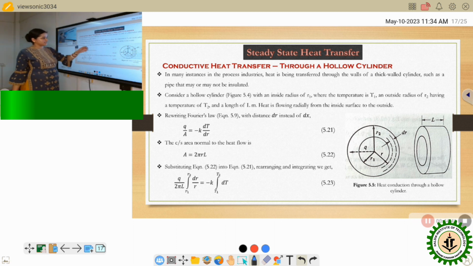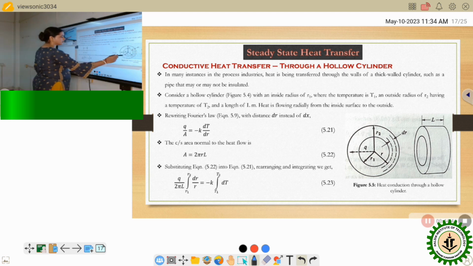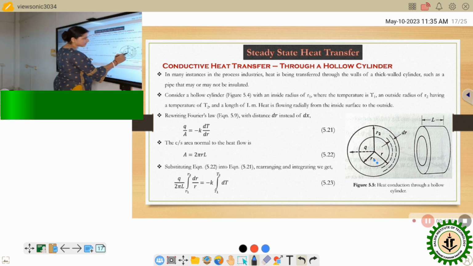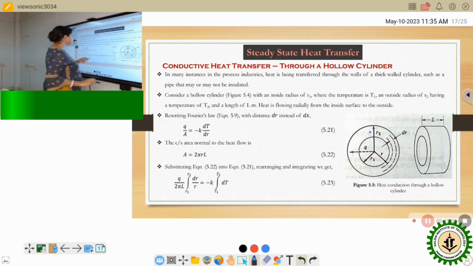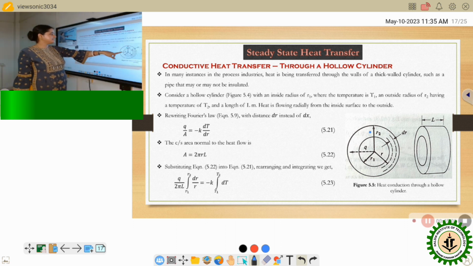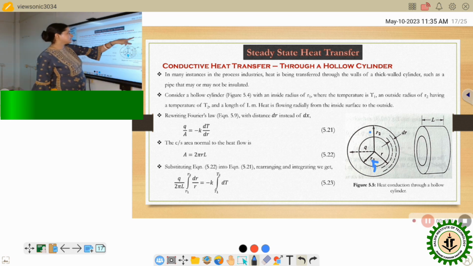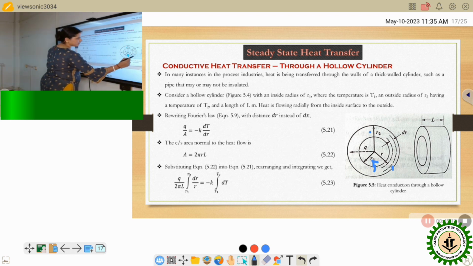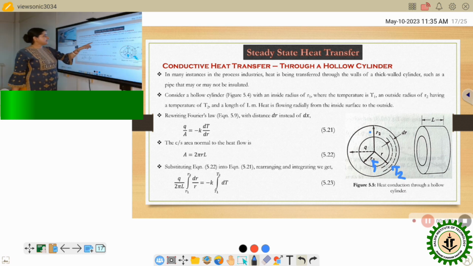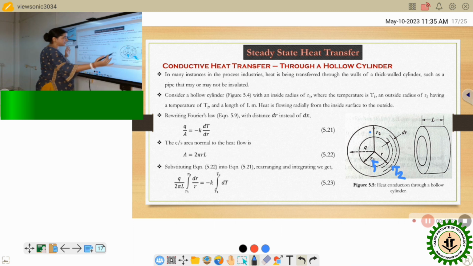Now consider a hollow cylinder. This is a hollow cylinder with an inside radius of R1. So the inside radius is R1, and the outside radius is R2. The temperature at the inside radius is T1, and the outside radius R2 has a temperature of T2. So here it will be T2. And the whole cylinder is of length L meter.